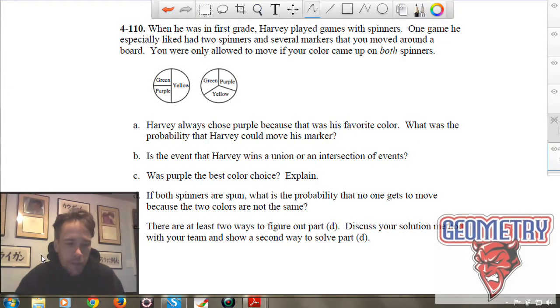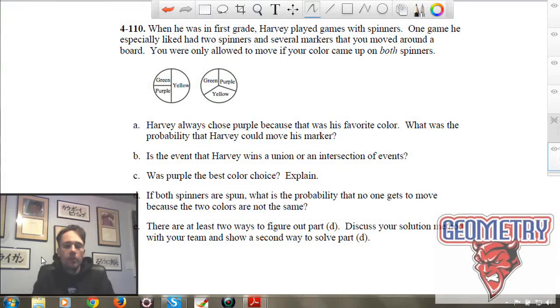Okay, here we got regular geometry. This is Unit 4. It's probability stuff. Question 110. So when he was in first grade, Harvey played games with spinners. One game he especially liked had 2 spinners and several markers that you moved around a board. So it's like a board game, basically.